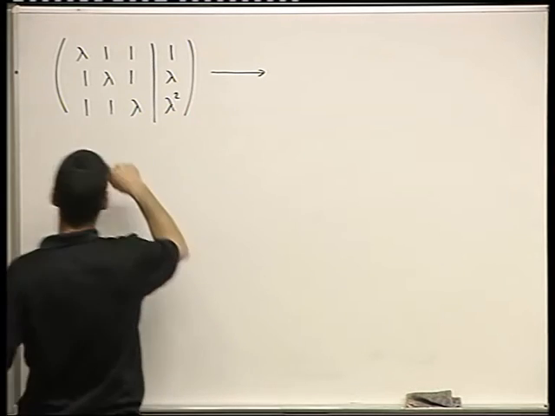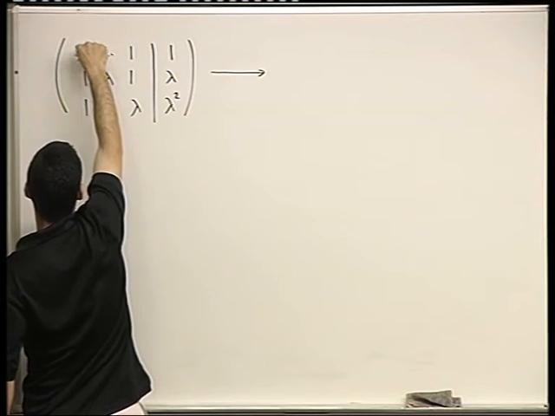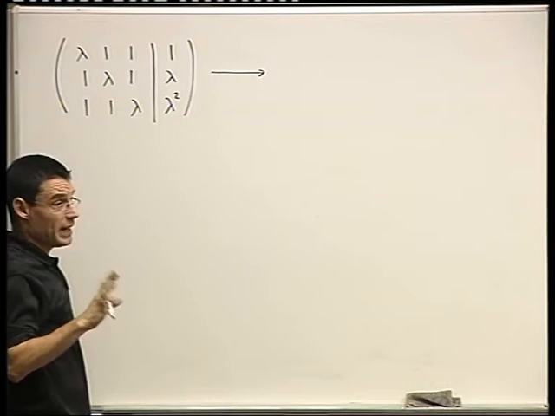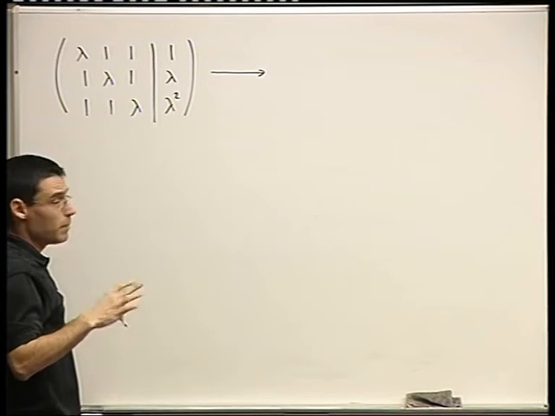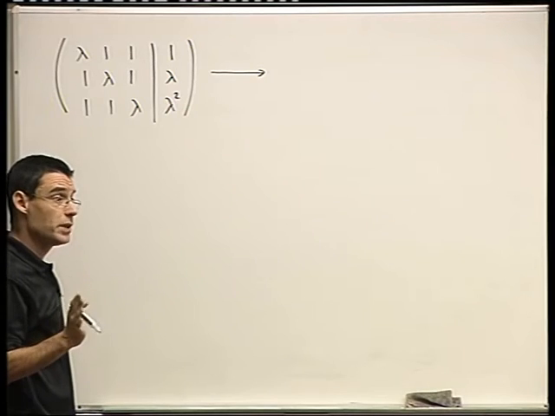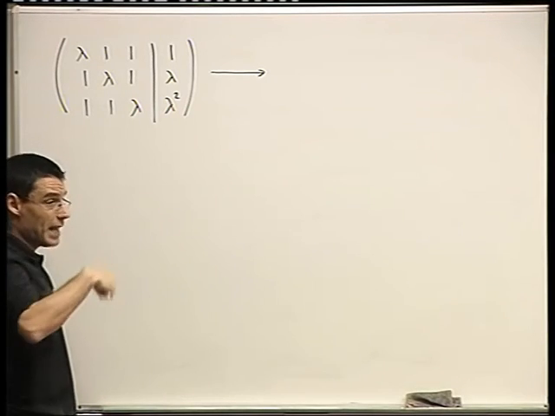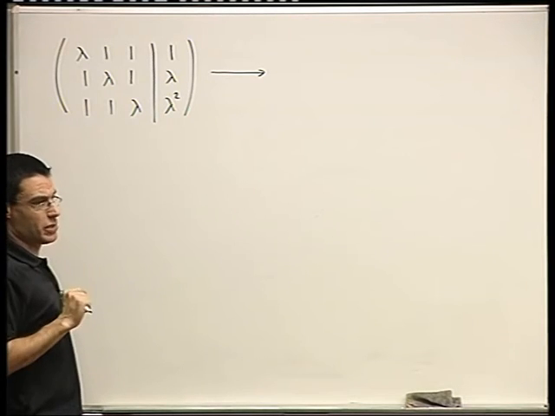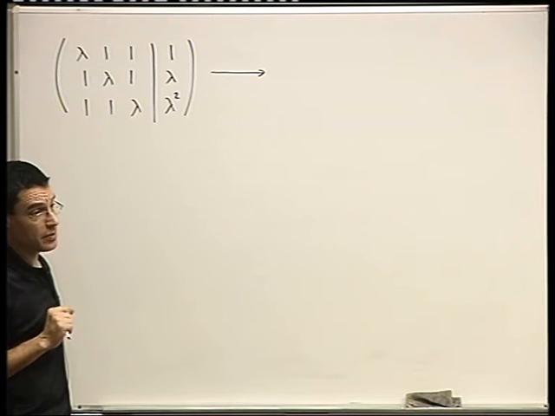The first thing I want is to have a 1 up here. One thing you can do is divide by lambda. That's something you may want to avoid as long as you can, because in dividing by lambda, you're assuming that lambda is non-zero. Otherwise, you can't divide by lambda.